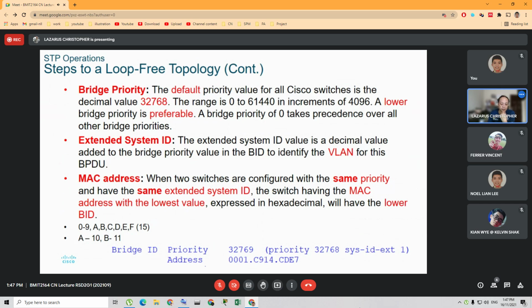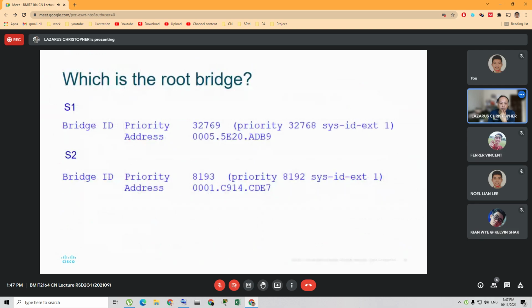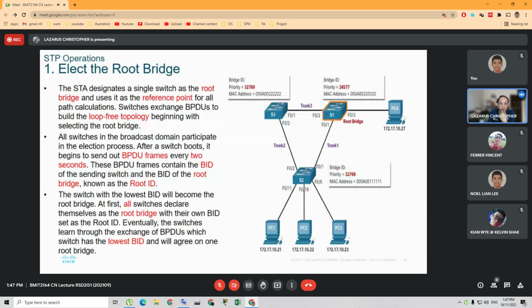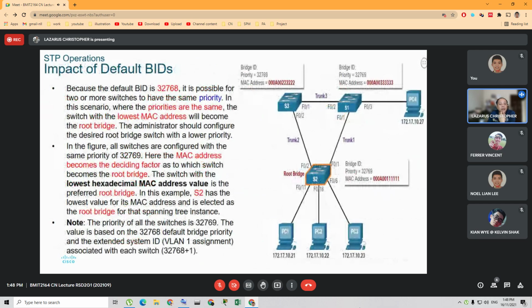Okay, right. So we've done this exercise yesterday, right? We also did this one, electing the root bridge, right? And then we looked at the impact of the default bridge IDs, right? If they are the same, and the priority is the same, and the extended ID is the same, then we look at MAC addresses, where the lower MAC address will win, right? The one which has the lower MAC address will win. So this is the info that will break the tie.